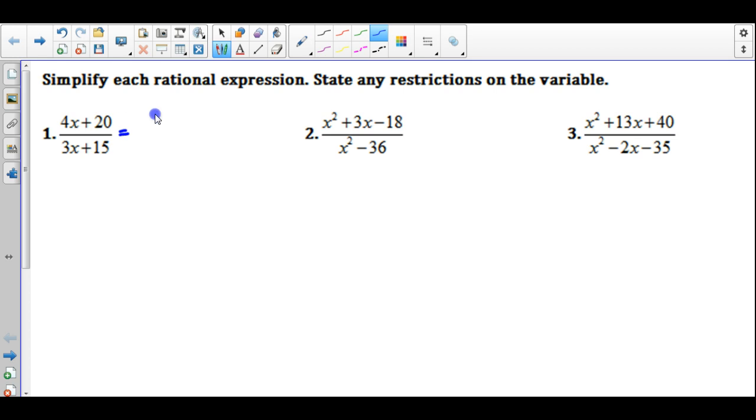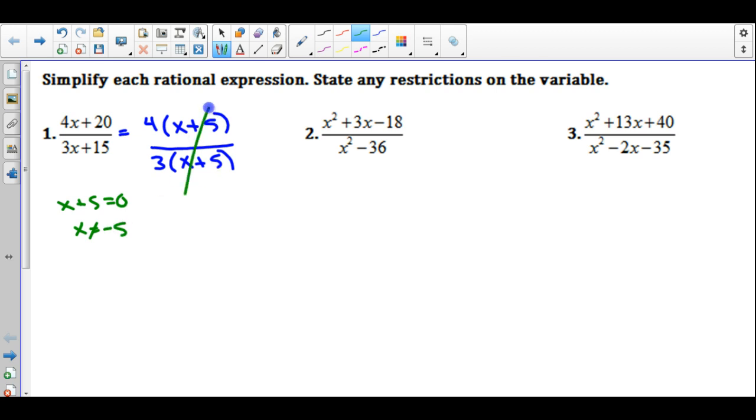So in this top one, I can take out a 4, and if I divide each of these terms by 4, I get x plus 5, and on my denominator, I'm going to take out a 3. And if I do that, I'm also left with x plus 5. So at this point, before you cancel off these x plus 5s, you want to take this denominator one and set it equal to 0. So if x plus 5 equals 0, we know that we have a restriction where x cannot equal negative 5. And now what that allows me to do is cancel both of these out, and we are left with an equivalent expression of 4 over 3.